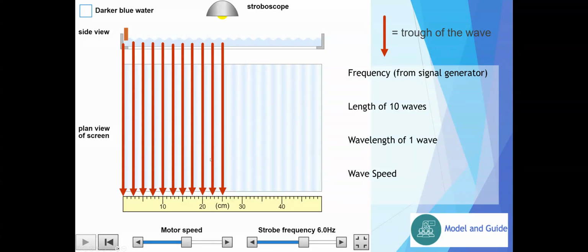Now, finally, we've got the frequency of 6 hertz. Okay, so we write 6 hertz down. Length of 10 waves in this case is 25 centimeters, which is 0.25 meters. So we then divide that by 10 just to get one wave, which is 0.025. And then what we do is frequency times by wavelength, which gives us 0.15.